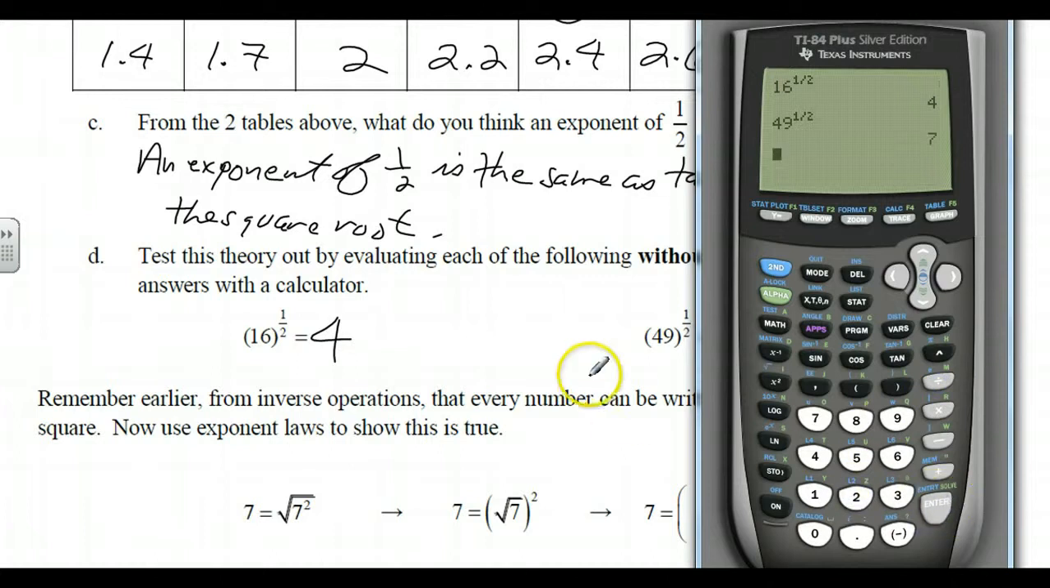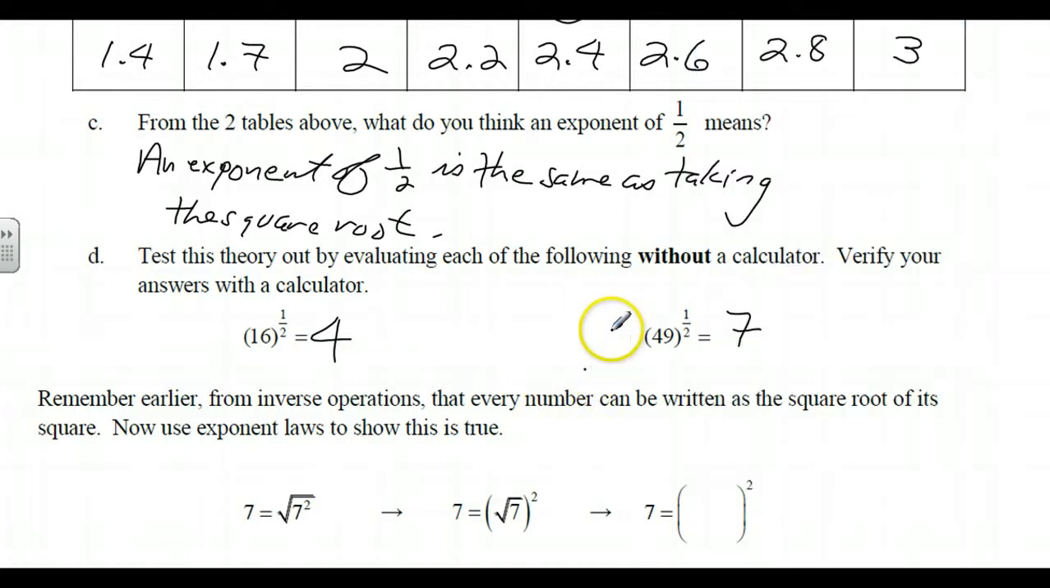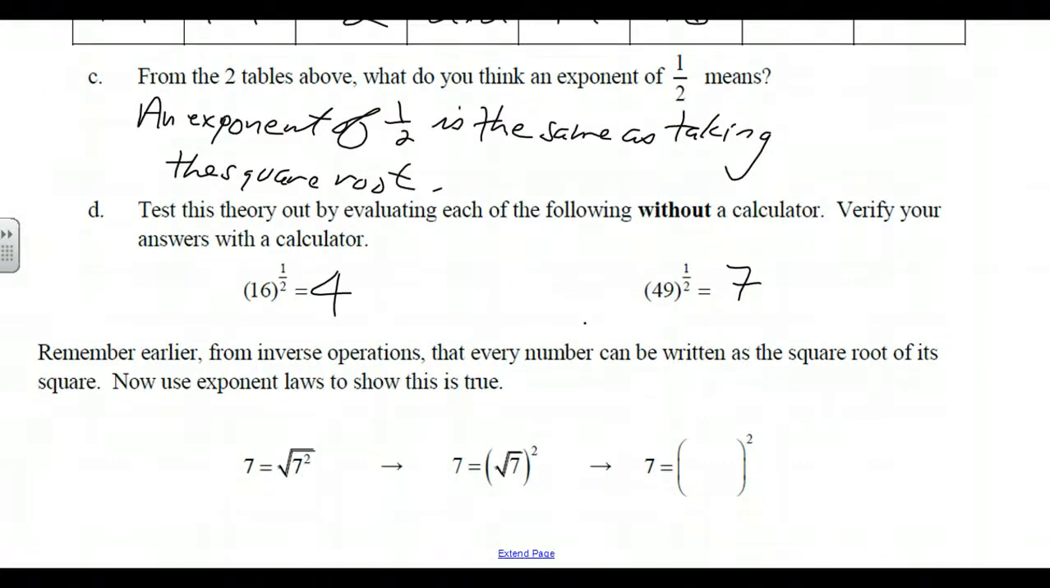49 to the power of 1/2, 7. Now if you remember earlier from inverse operations that every number can be written as the square root of its square. So we're going to use the exponent law to show that this is true. So remember that 7 can be written as the square root of 7 squared. And using exponent laws, the square root of 7 can be written as 7 to the 1/2, power to a power, makes this 7 to the 1/2 times 2, or 2 over 1, which is 7 to the 1, or just plain old 7.